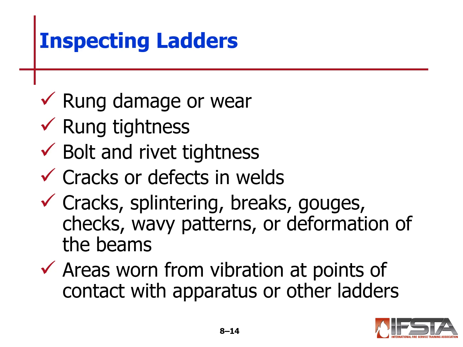Again, we're going through the ladder. We're going to look at the rungs for damage or wear, and also tightness. We want to make sure that they don't slip, that they don't turn in place. They should be solid. We look at all bolts and rivets for tightness. For any defects, we look for cracks in the welds, cracks, splintering, breaks, gouges, any wavy patterns, or deformities of the beams. And then we're also going to look at areas worn from vibration at the points of contact with the apparatus or ladder mounts.